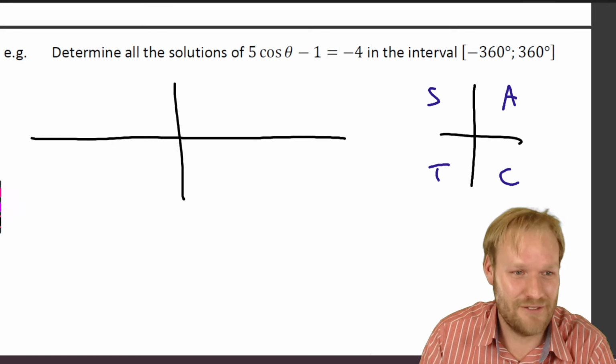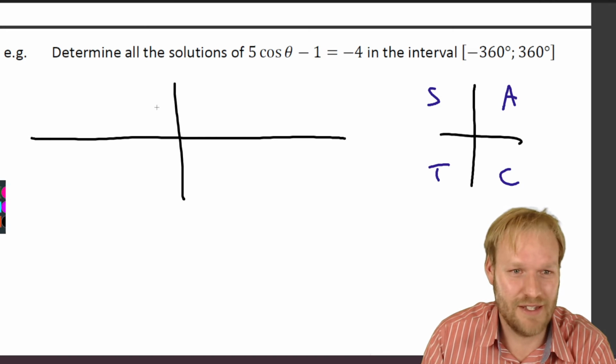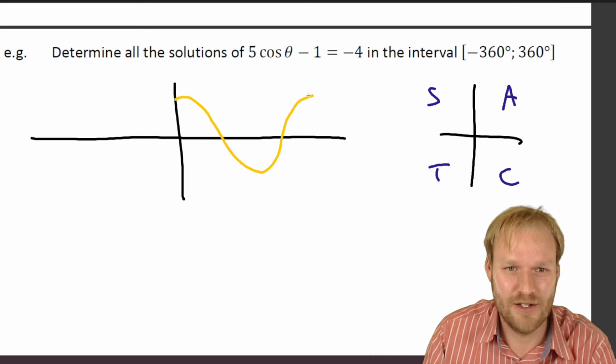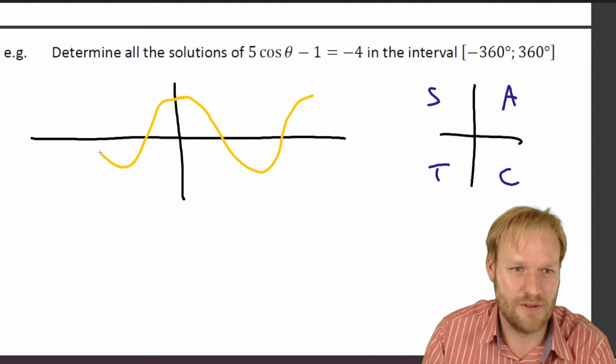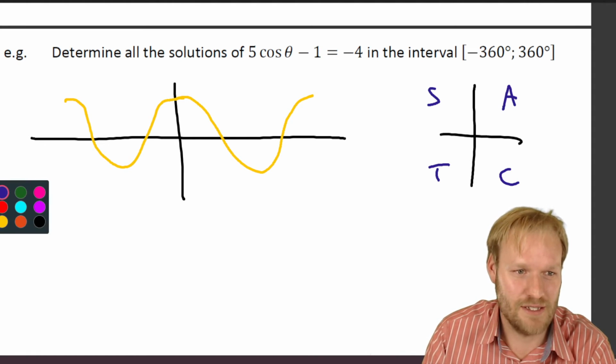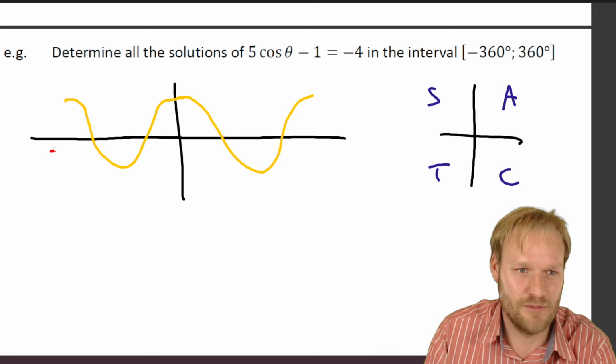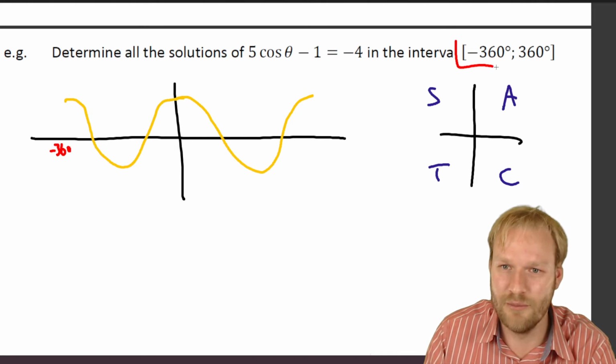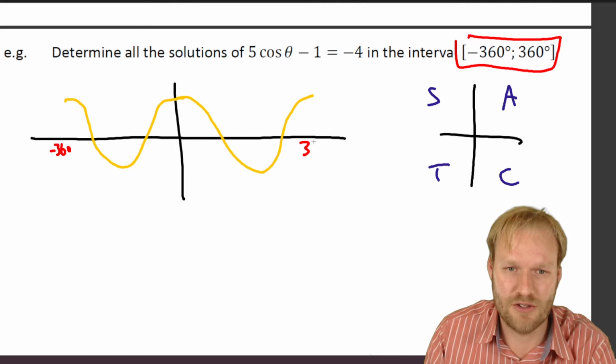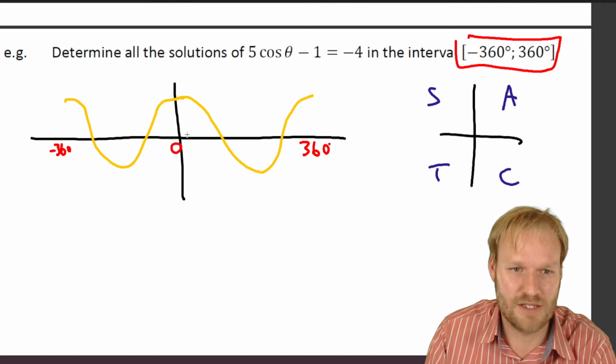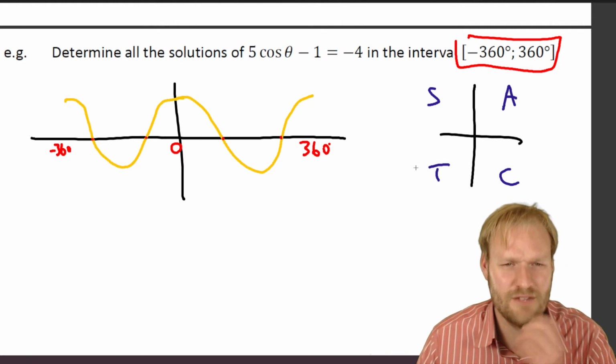But let's have cos over here. Let's go for a nice, pretty yellow diagram, and we're just going to do it between minus 360, because that seems to be our domain here, and 360 degrees. 0, and so it's going to hit these axes here. But that's the information we want.